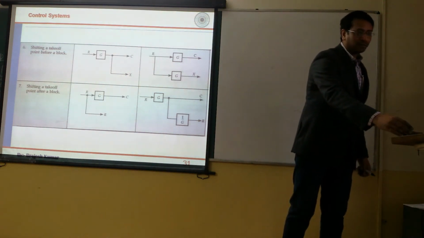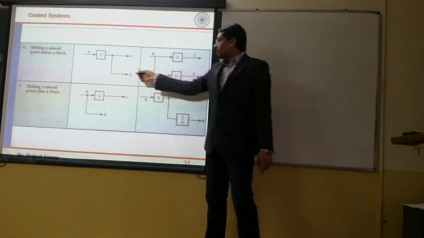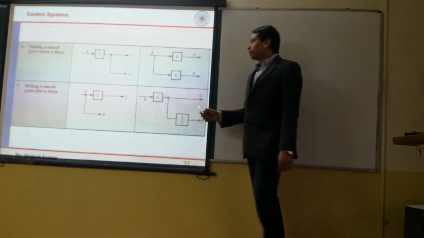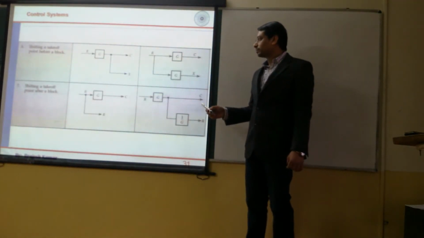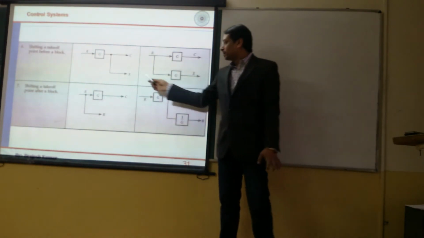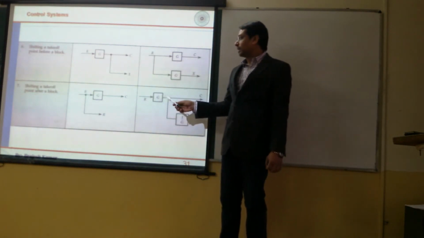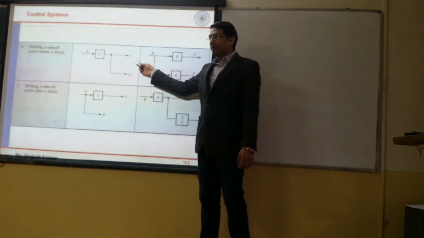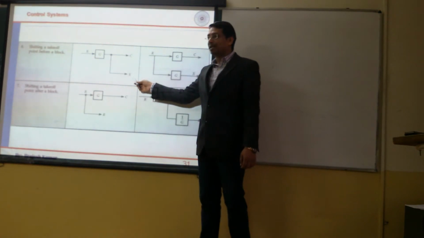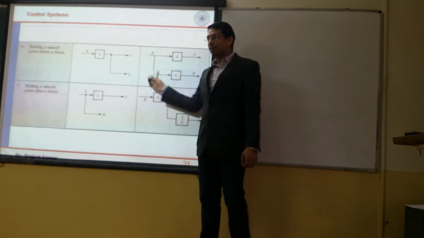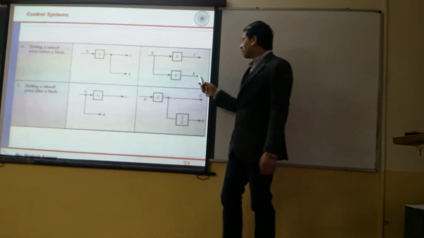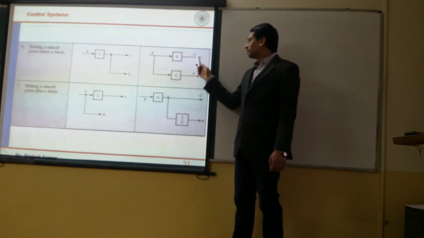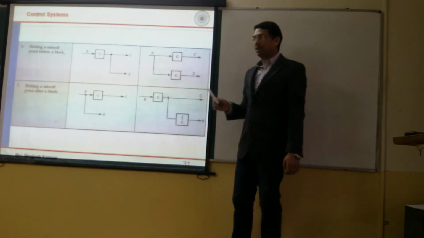Now work on the take-off point. This take-off point you want to shift beyond the block. So what will happen? Once again, work on the output. At the take-off point, you know that the value of the signal remains the same. So here C will be equal to R into G, and here X will be equal to R into G. You want the same output from the changed block here also, so it will be multiplied by G. X will be equal to R into G and C will be equal to R. Correct?